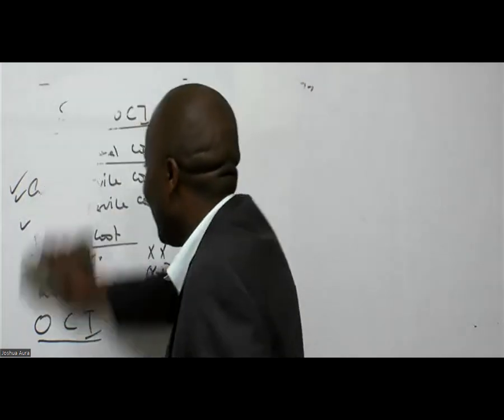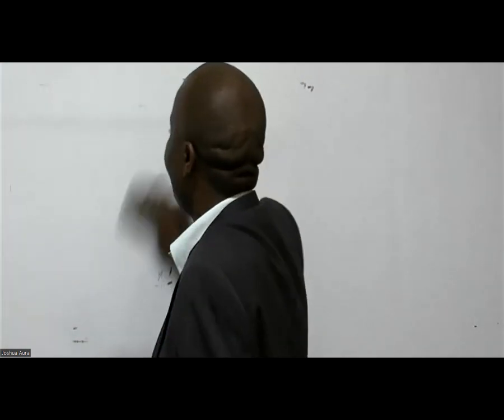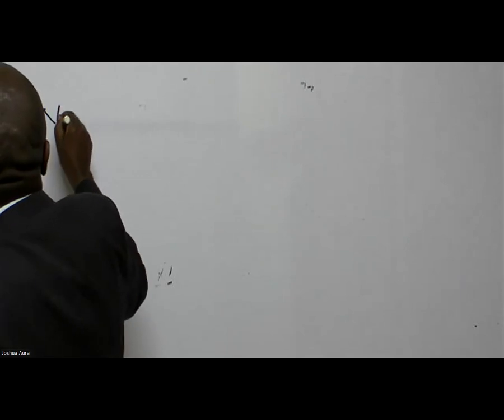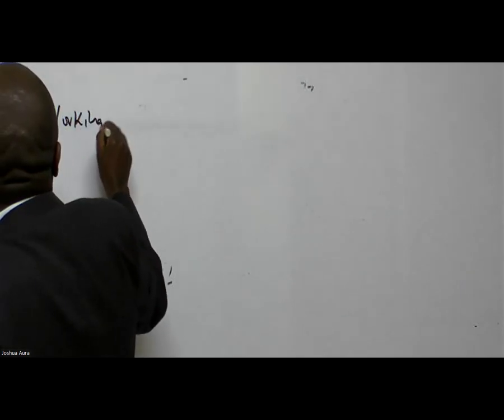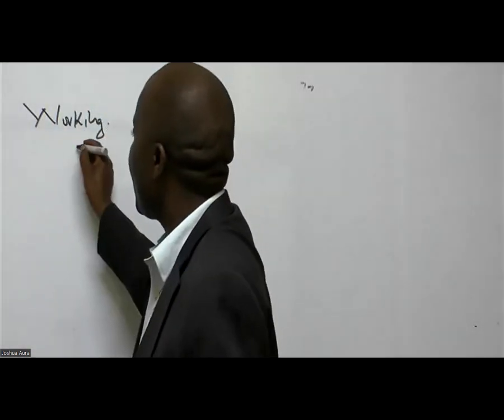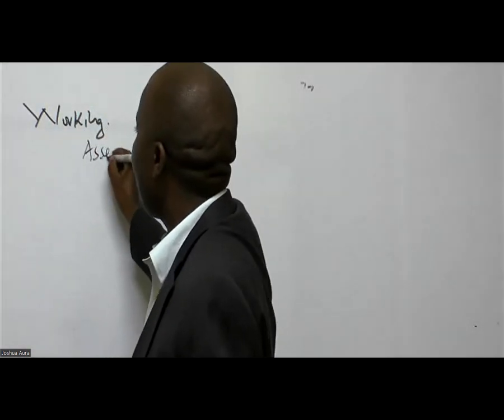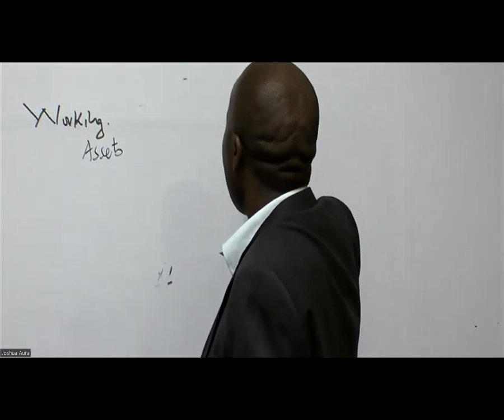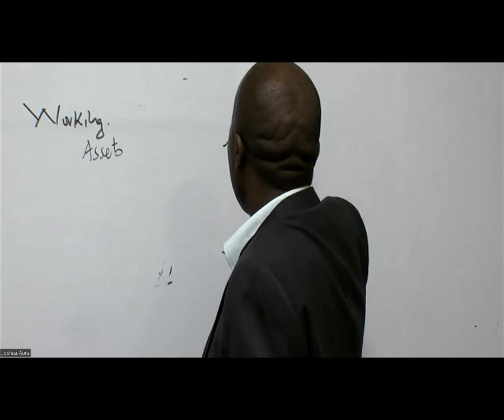What I'll do here is a working, very easy. It's a 5-minute thing. I'll come and do a working here. In my working, I know that if it's a defined benefit scheme, I must look at the assets of the scheme vis-a-vis the liabilities of the scheme.